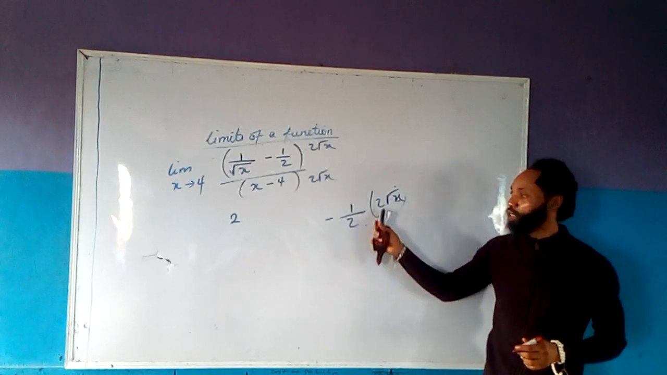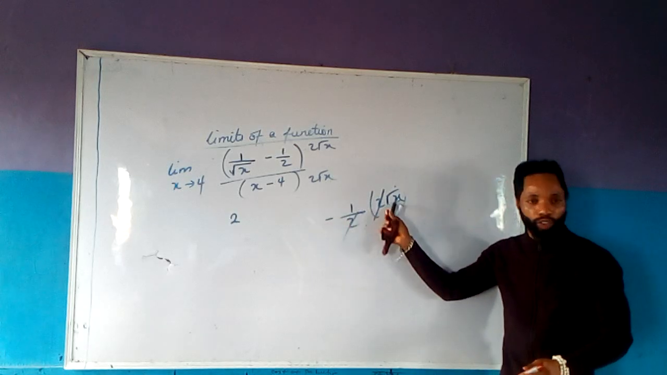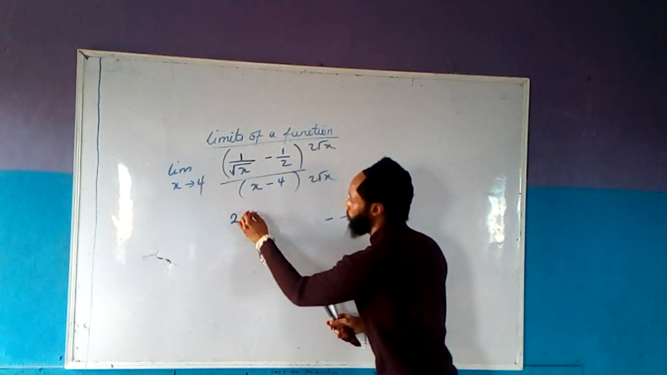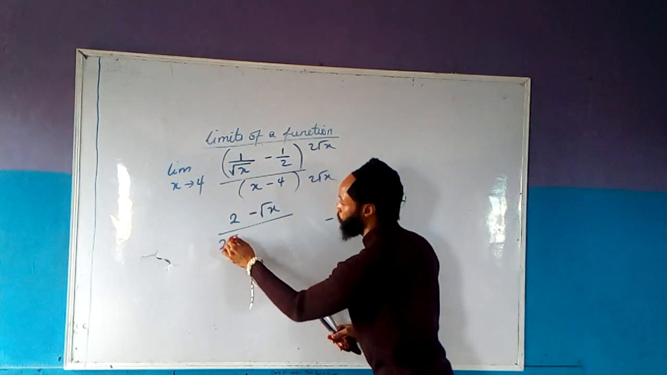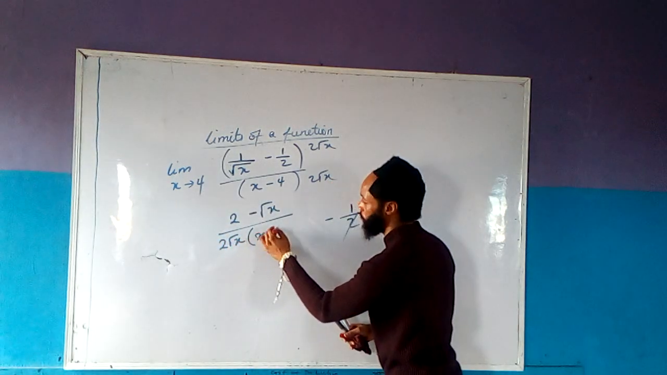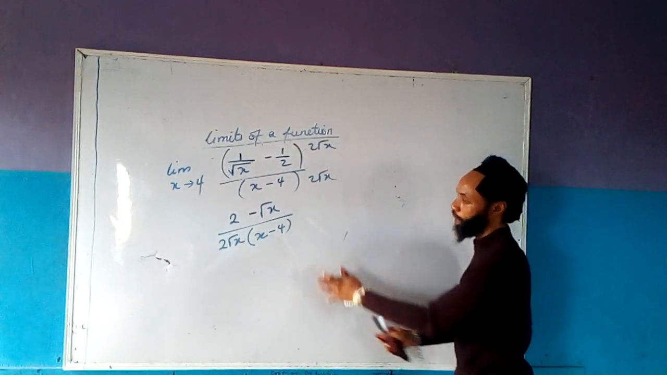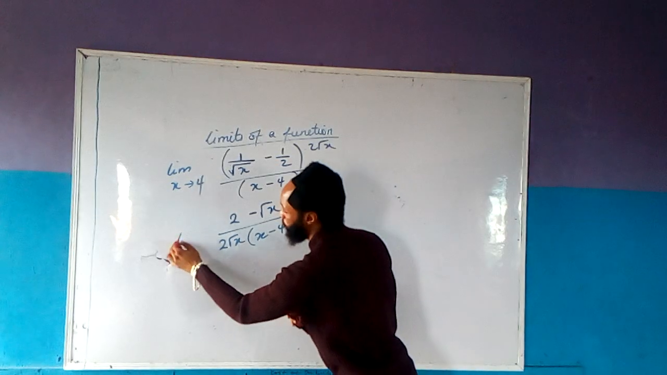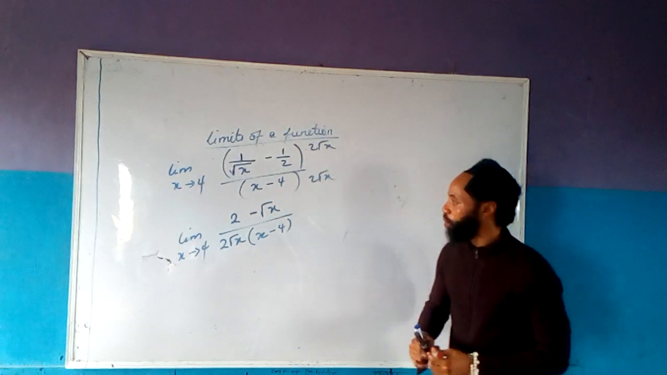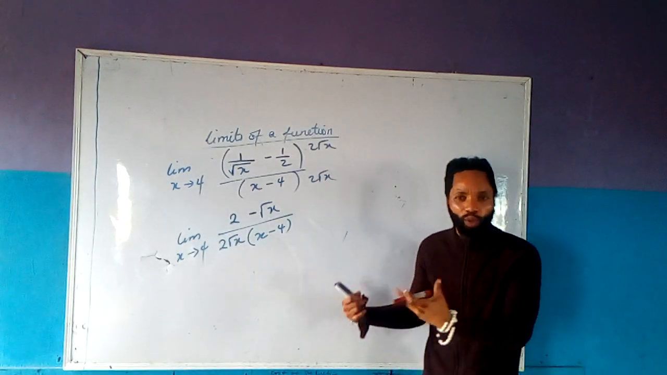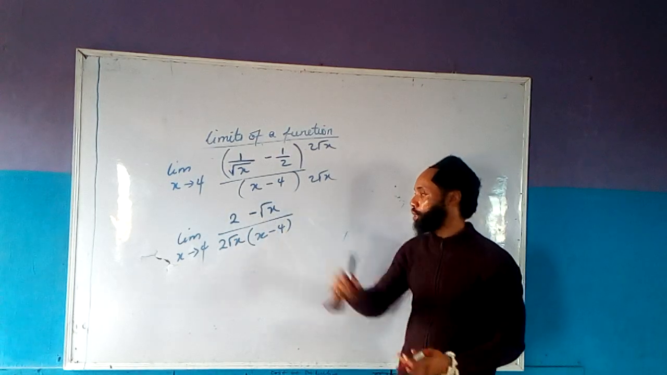Negative 1 over 2 multiplied by 2 root x. What do we have? 2 cancels 2. Negative 1 times root x is negative root x. Alright, remember we have a denominator, so say 2 root x into x minus 4. We want to keep it at that. Now write your limit as x approaches 4. Now, we multiply through by the conjugate of the numerator, because this way we have our radical in this one.